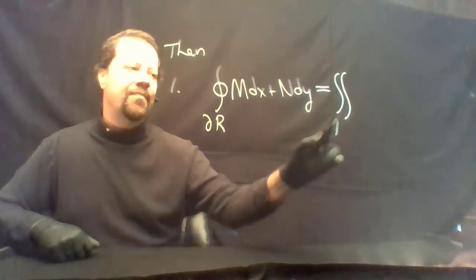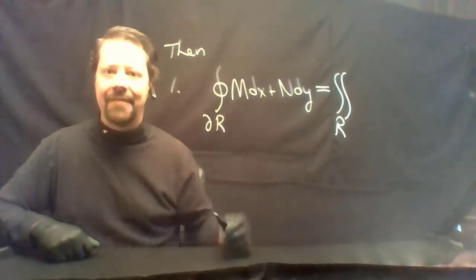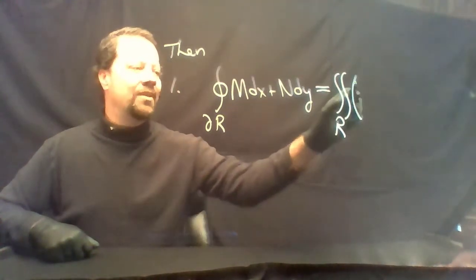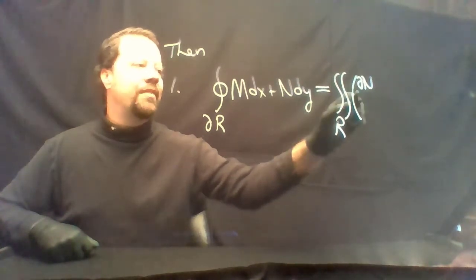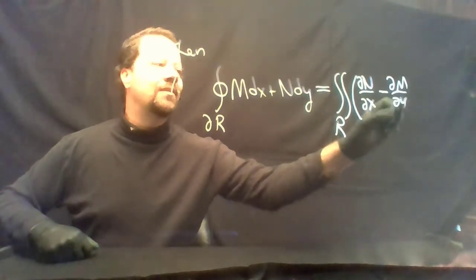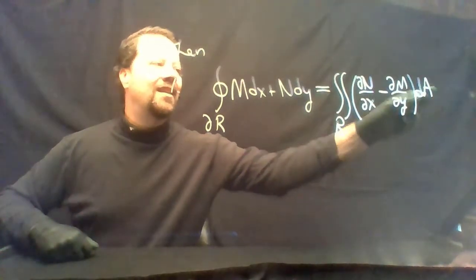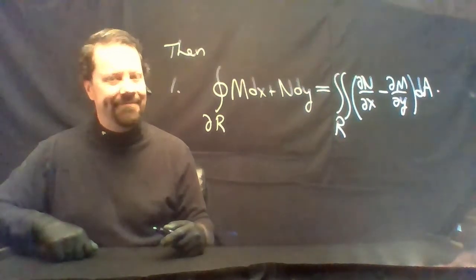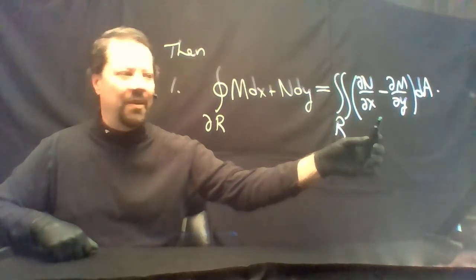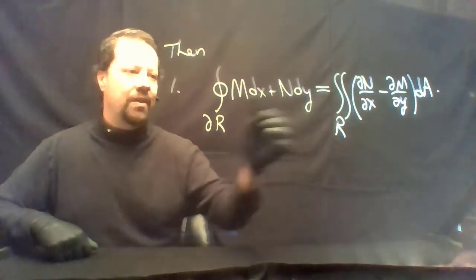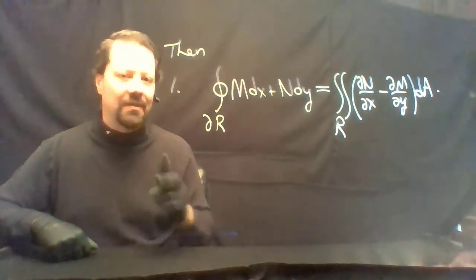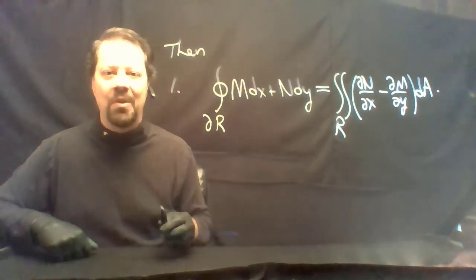For emphasis, I'll put a double integral here, but it's obvious that it will be a double integral because we'll have an area element. What you'll do is integrate the partial derivative of n with respect to x minus the partial derivative of m with respect to y against an area element. Now, I know that this is going to be a challenge, remembering which partial derivative goes with which of these two functions, but I'm going to give you a little special tool in a few minutes to help you remember what goes where.